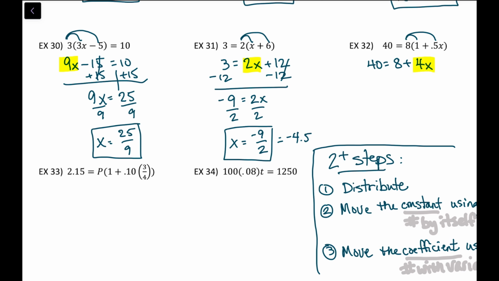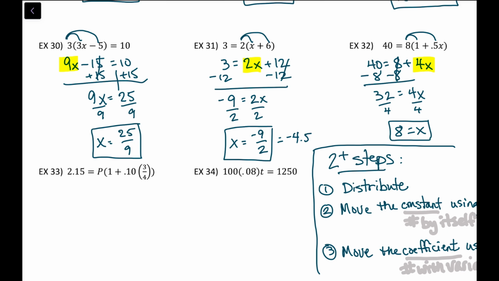Here's my x term. I want to move the 8. The 8 is positive, so we will subtract. 40 minus 8 is 32, and what's left on the right is 4x, and my last step is division. So this time x equals 8.